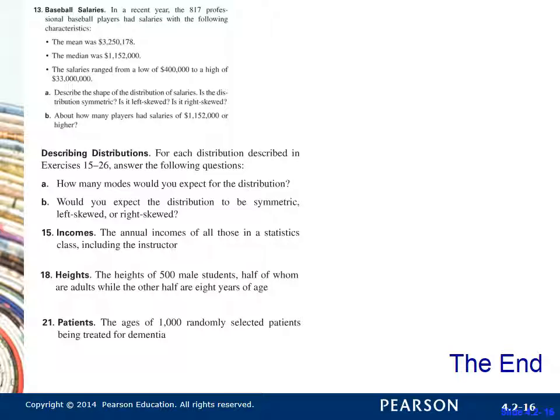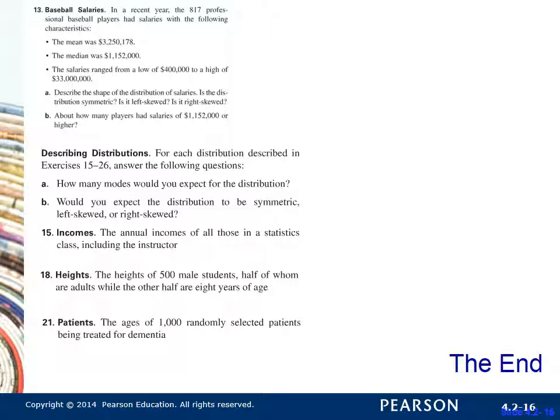So it's definitely going to be right skewed. Those few super high salaries really pull the mean over to the right. It's not going to be symmetric because we can see that the median is not the same as the mean. So that immediately tells me it's not symmetric. It's going to be right skewed.